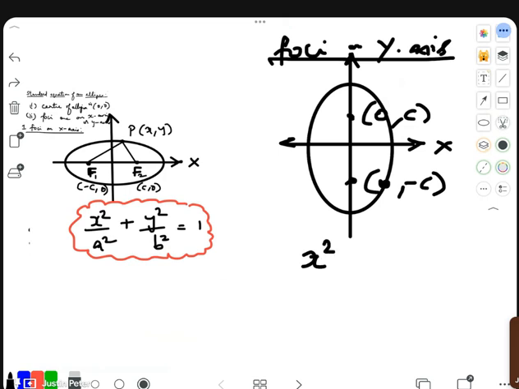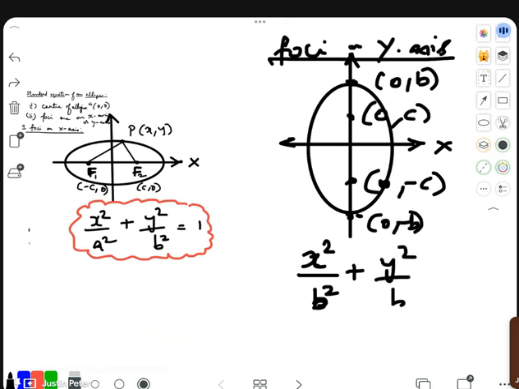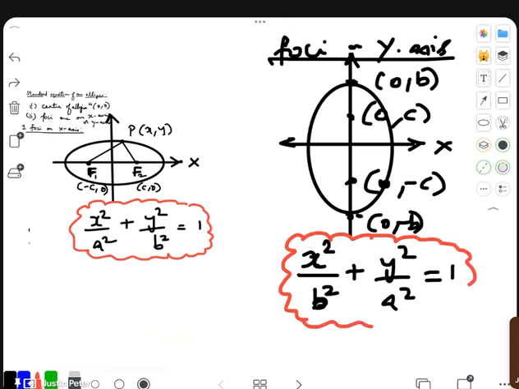So for this, your equation is going to be x square by b square plus y square by a square equals 1, because b is going to be your semi-major axis, with vertices at 0 comma b and 0 comma minus b. Uncle, in both of the equations, a is greater, right?